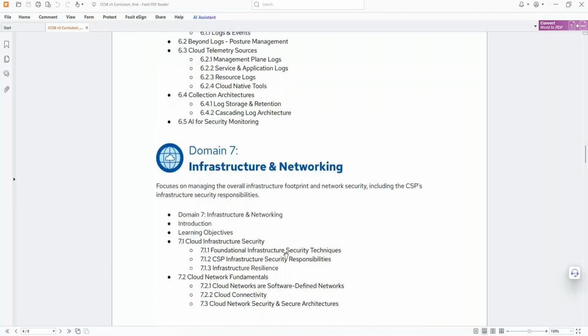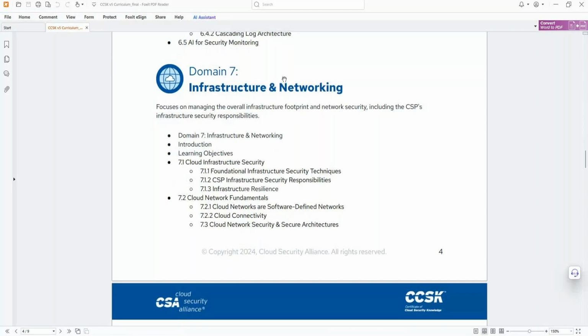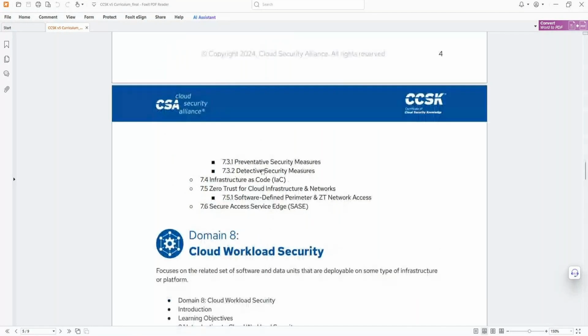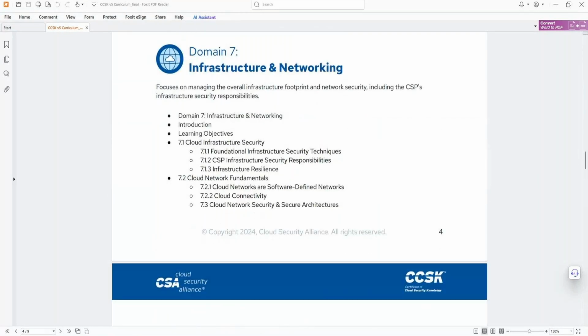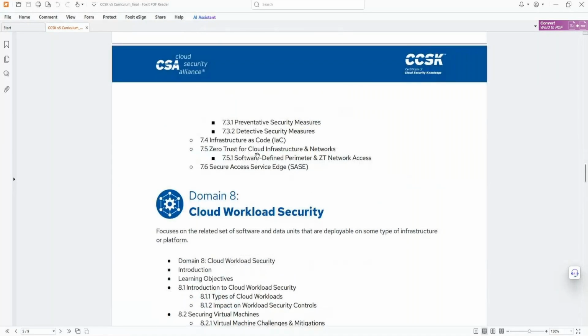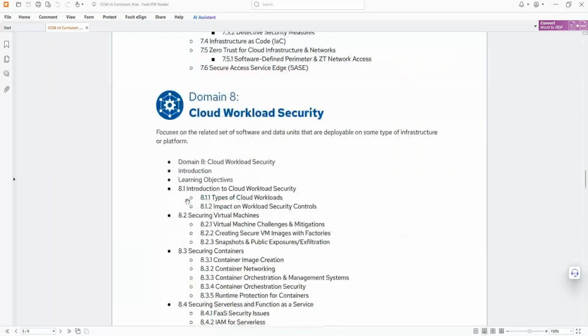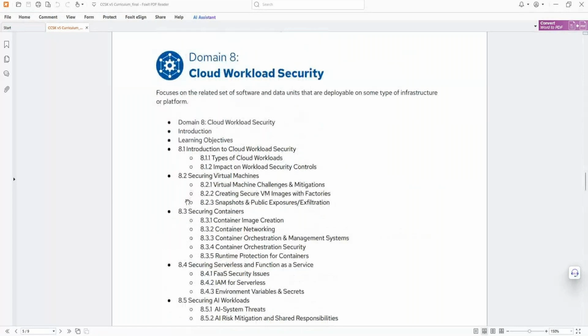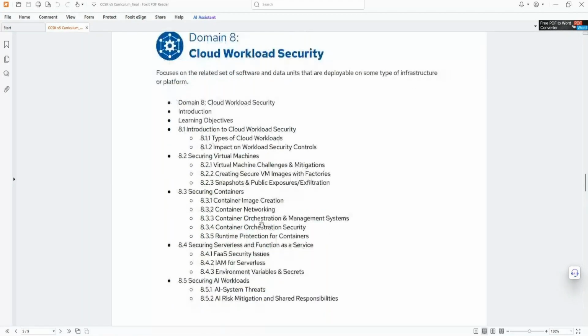Then how to build a proper network infrastructure on the cloud platform? What are the tools we can use? What is infrastructure as code? All these things we are discussing here: SASE, zero trust, etc. Then workload security. What is a workload? Those things which are running on our memory are called workloads. It can be virtual machines, containers, serverless, AI, whatever it is. So what are the specific threats which can possibly happen to the workloads in the cloud platform?